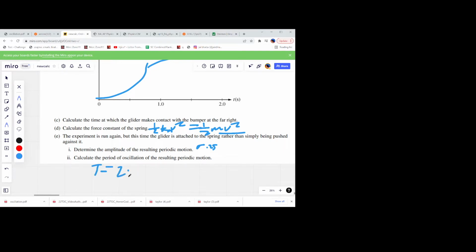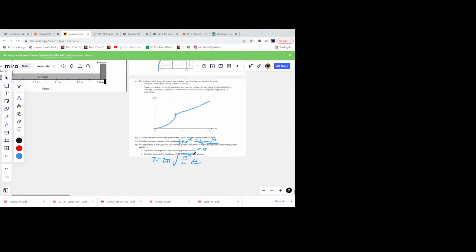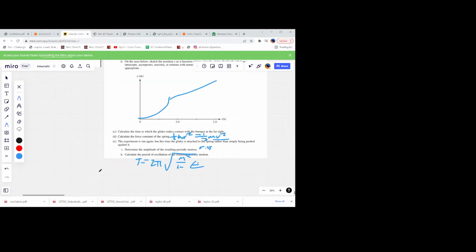T equals 2 pi square root of m over k. We're given k, or given m, we solved k. 2 pi is 2 pi. Okay, that's that. This is a good problem, though, I have to say.